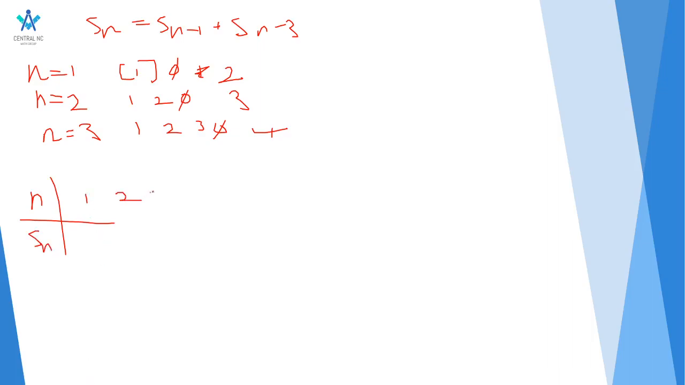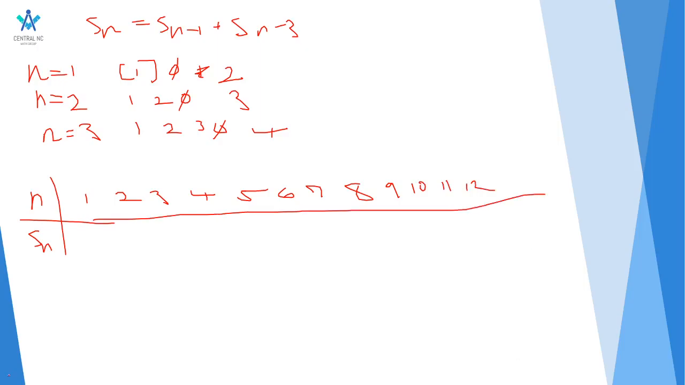So now we can make a chart here for n and its values. 1, 2, 3, 4, 5, 6, 7, 8, 9, 10, 11, 12. And so let's start calculating. For 1, we said it was 2, and 3, then 4. And now we can use the recursive relation forward. So this would be 2 plus 4 is 6. 3 plus 6 is 9. 4 plus 9 is 13. 13 plus 6 is 19. 19 plus 9 is 28.